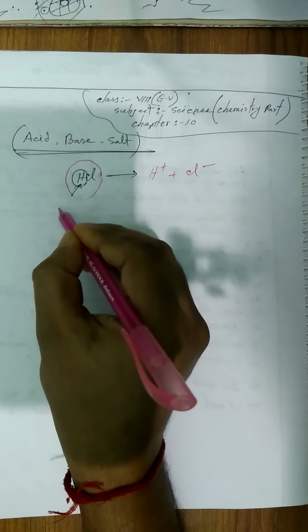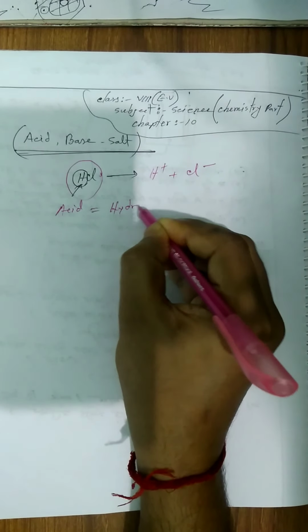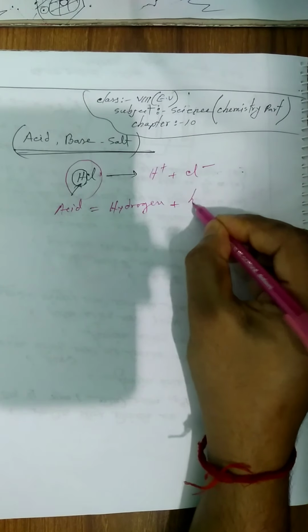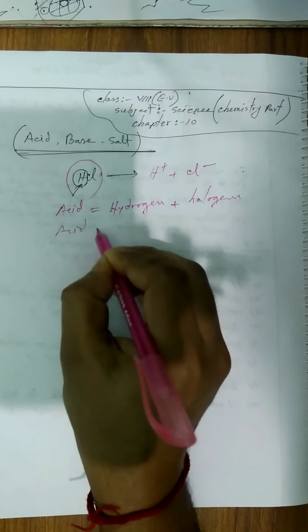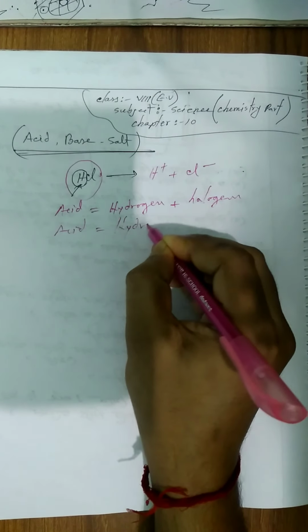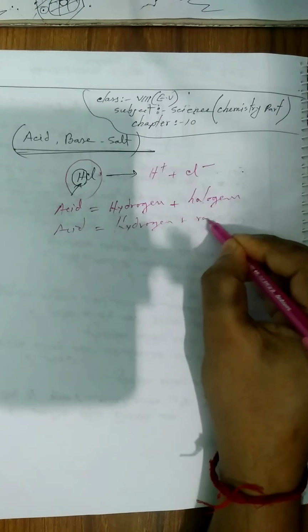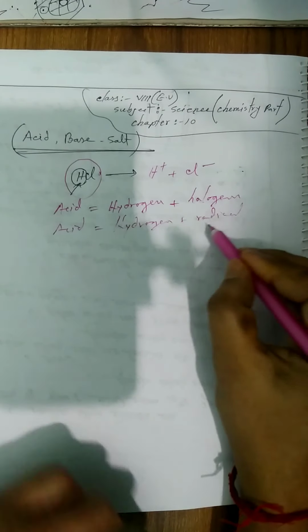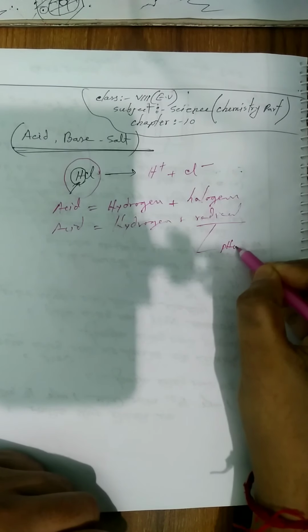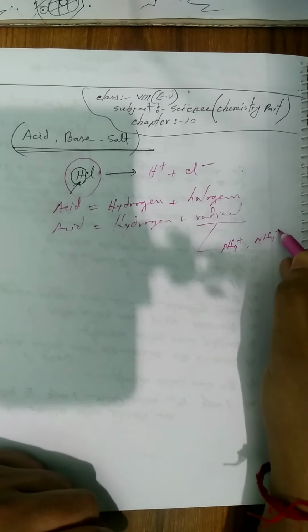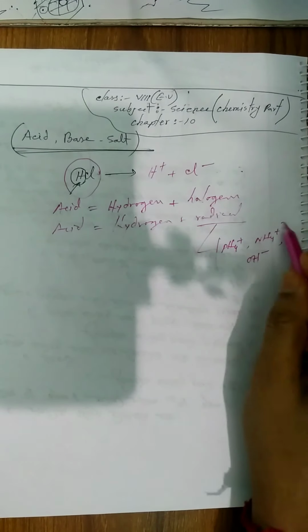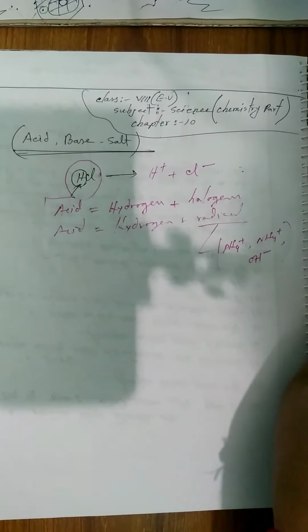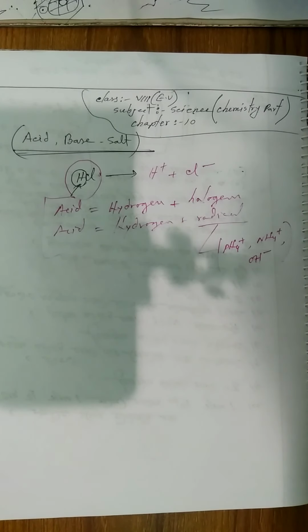And the general formula: acid is equal to hydrogen plus halogen, or acid is equal to hydrogen plus radical, except phosphonium, ammonium, hydroxide radical. So this is the general formula of acid.